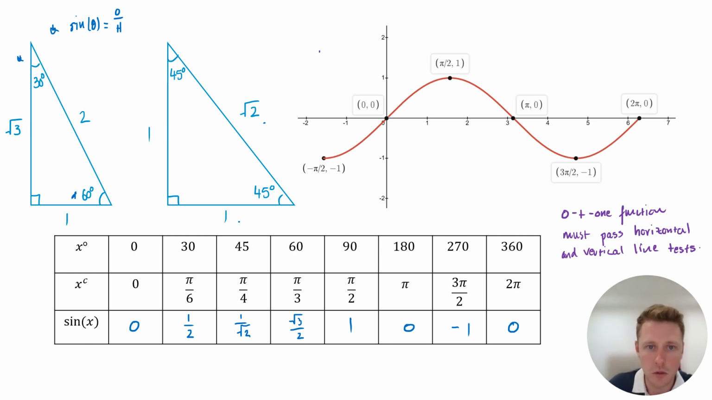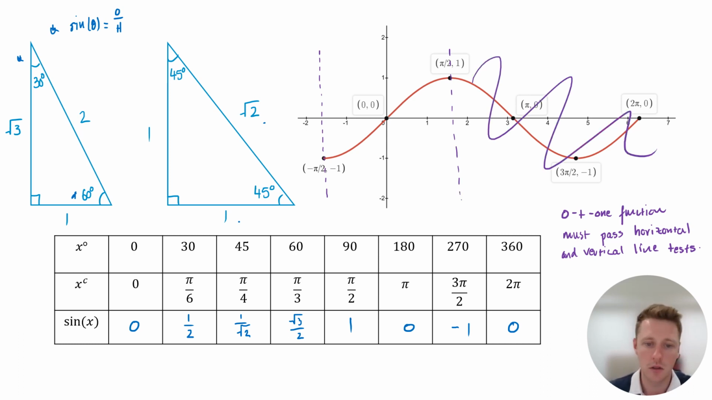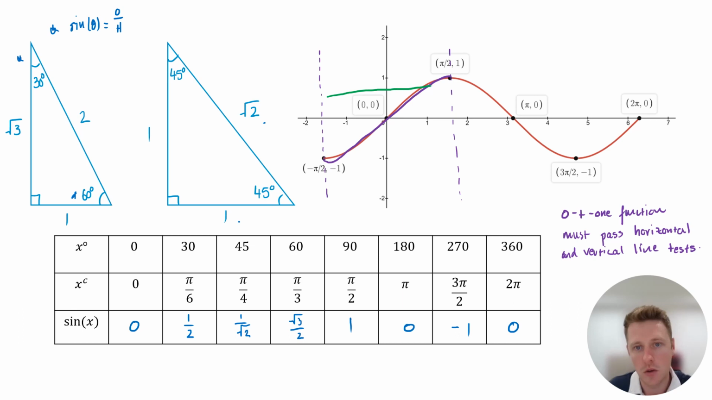So what we need to do is restrict the domain. And conventionally what we do is we restrict the domain between negative pi on 2 and pi on 2. Now you can see just in this interval, ignoring all that other stuff, if I was to draw a horizontal line in that interval, there's nowhere I can draw it that's going to hit the line twice. Similarly with the vertical line, there's nowhere I can draw that vertical line that's going to hit that part of the graph more than once. So that's conventionally how we restrict our domain.